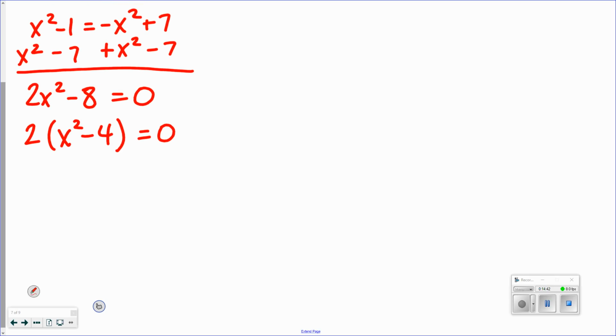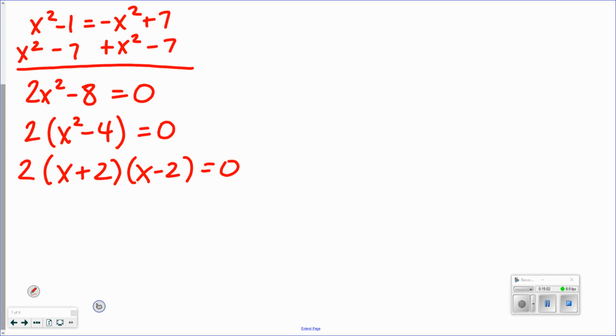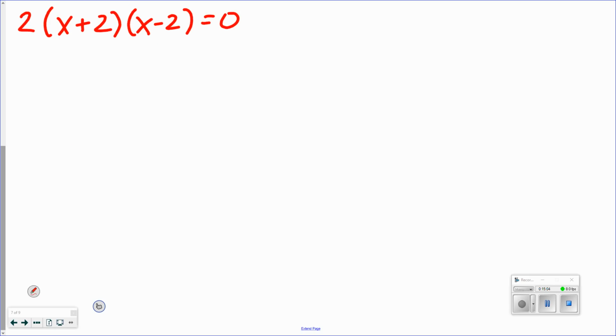And then you take all your factors and set them equal to 0, so you can find the value of x. So 2 equals 0, that's not true, so I'm not going to have a solution there. X plus 2 equals 0, so x equals negative 2, and then x minus 2 equals 0, x equals positive 2. So I have two solutions, or two x's. I have negative 2 and positive 2.